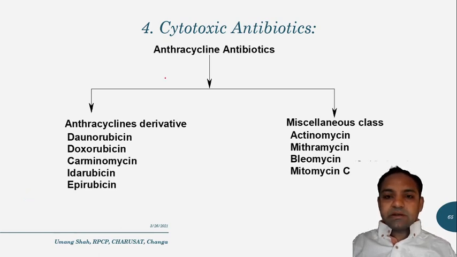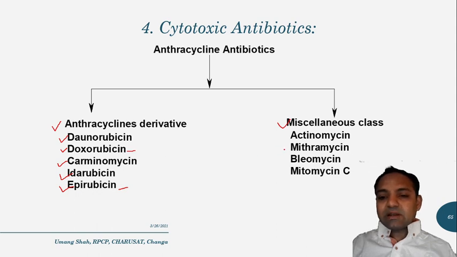So our topic is cytotoxic antibiotics. Basically, cytotoxic antibiotics are divided into two parts. One is an anthracycline derivative, another is a miscellaneous class. In anthracycline derivatives, the examples are daunorubicin, doxorubicin, carminomycin, idarubicin and epirubicin. And epirubicin, that is an epimer of doxorubicin, which is very important for various competitive examinations.